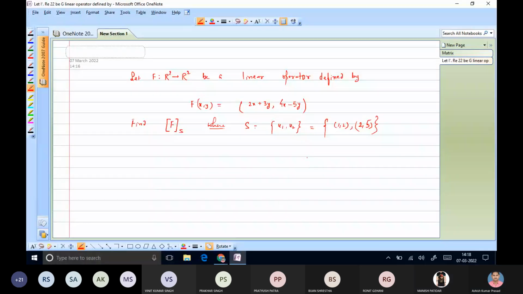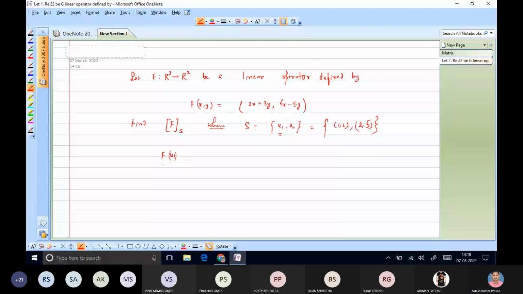Now, see. First of all, I find the F image of U1, right? And then I will find the F image of U2. This is the first task. And what is the second task? As soon as you find the F image of U1, you write it as a linear combination of U1 and U2. So how to perform this task?